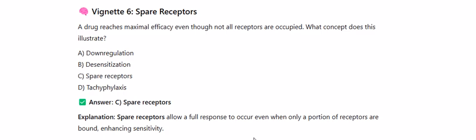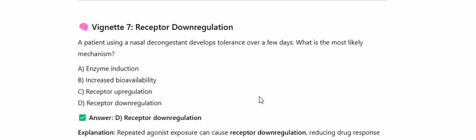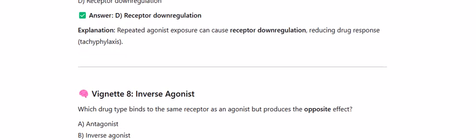Vignette 7. Receptor downregulation. A patient using a nasal decongestant develops tolerance over a few days. What is the most likely mechanism? A. Enzyme induction. B. Increased bioavailability. C. Receptor upregulation. D. Receptor downregulation. Answer D. Receptor downregulation. Explanation. Repeated agonist exposure can cause receptor downregulation, reducing drug response, tachyphylaxis.